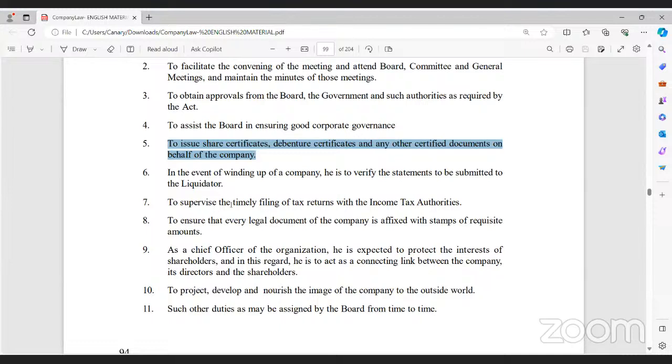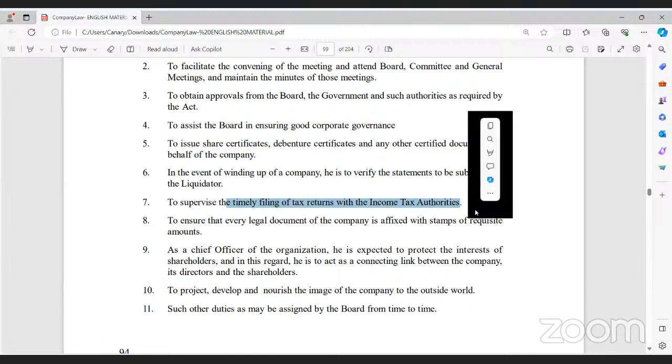Okay, and he is the one who has to see that all the taxes are submitted on time. Tax returns, whatever taxes are to be paid by the firm to the government under different tax rules, he is the one who has to take care of the submission of all those taxes on time.